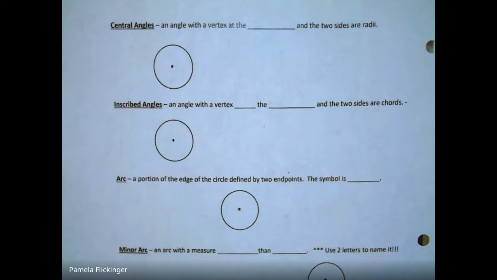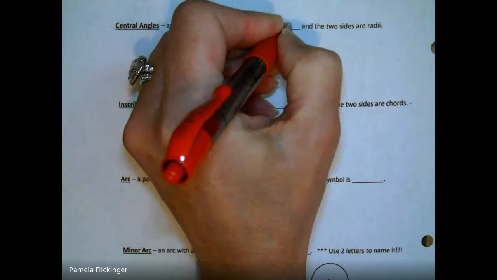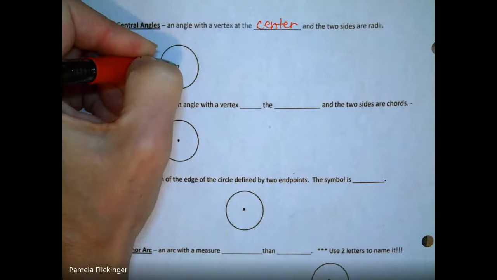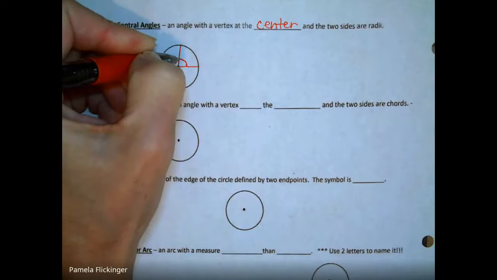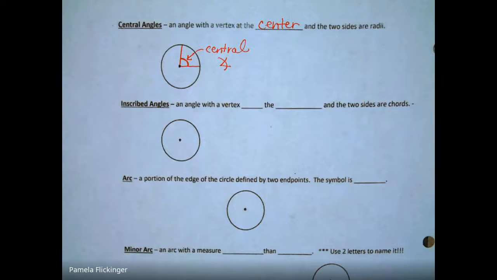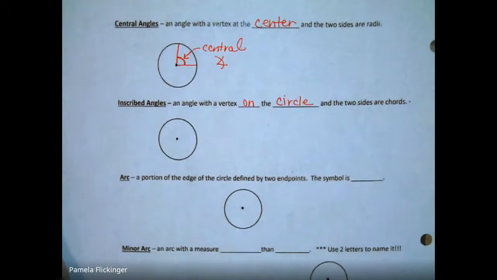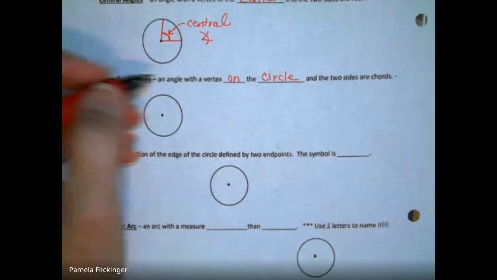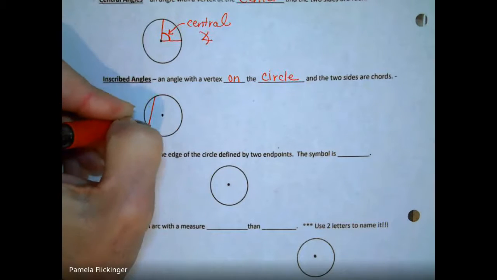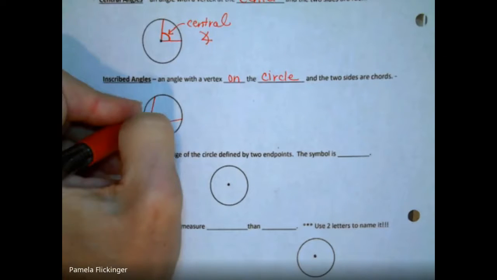There are different types of angles, and we're going to spend one day looking specifically at each one of these. So one day we'll spend on central angles, and then another day we'll spend on inscribed angles. A central angle is an angle whose vertex is at the center, and then the other two sides are radii. So you're going to have one radius, two radii, and so right here, this is a central angle. An inscribed angle is an angle with a vertex on the circle, and then the other two sides will be chords. So if its vertex is on the circle, and then we create the sides to that angle, notice these are going to be chords. This is your inscribed angle.